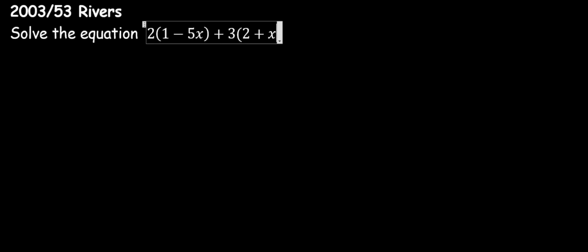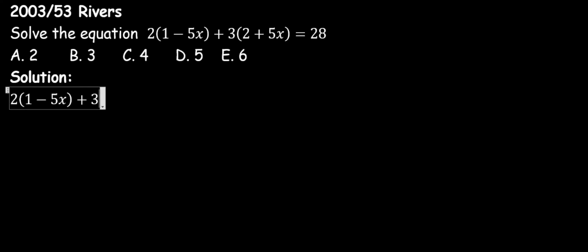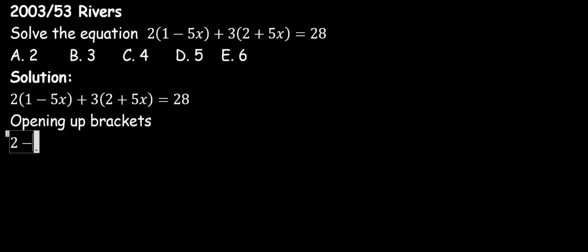Solve the equation 2 into bracket open 1 minus 5x bracket close plus 3 into bracket open 2 plus 5x bracket close equals 28. The options are given. Solution. We write out our given problem, which is 2 into bracket open 1 minus 5x bracket close plus 3 into bracket open 2 plus 5x bracket close equals 28. We open up brackets. We now have 2 minus 10x, as 2 multiplies the content of the first bracket, plus 6 plus 15x will be equal to 28.